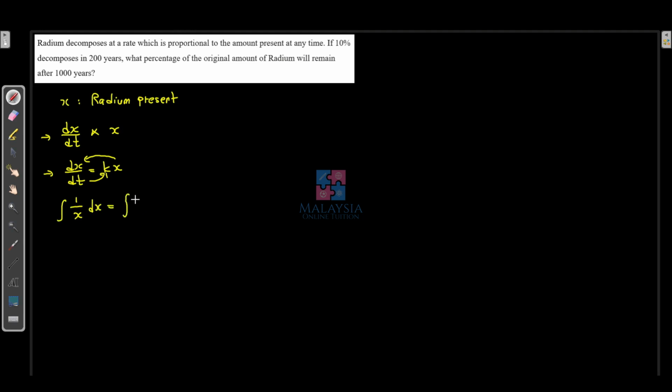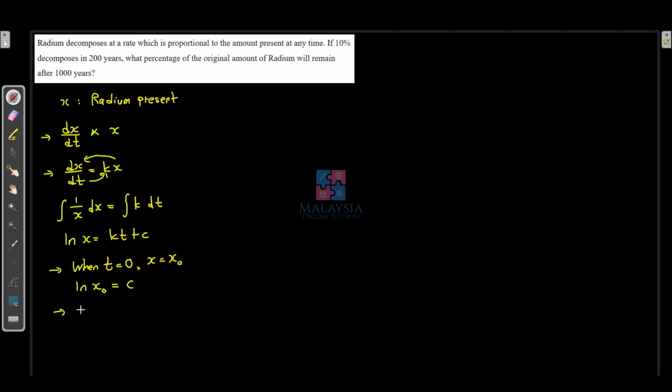So now we will have integration of 1 over x dx equals integration of k dt, let's say I didn't put negative in front. So on the left, we have ln x. On the right, we have kt plus c. They didn't give us the initial amount of radium, so we have to say that when time equals 0, in the beginning, the amount of radium that we have is x naught, the initial amount. So then we can say ln x naught equals c.